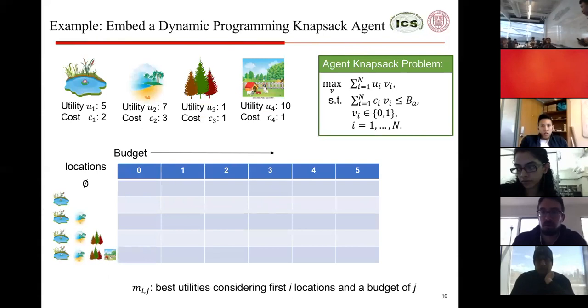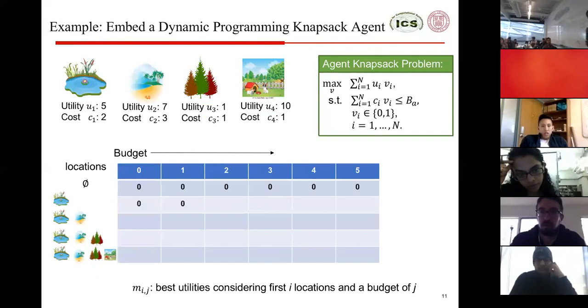And the ij-th entry of this table corresponds to the best utility score the agent can get if the agent chooses to visit the first i locations under a budget level of j. Now the agent is going to fill in this dynamic programming table row by row. The first row is the boundary condition. There are no locations to go to, so in this case, the best utility score the agent can get is 0.